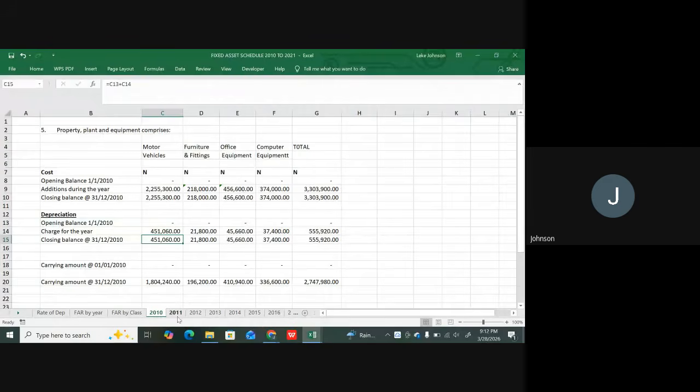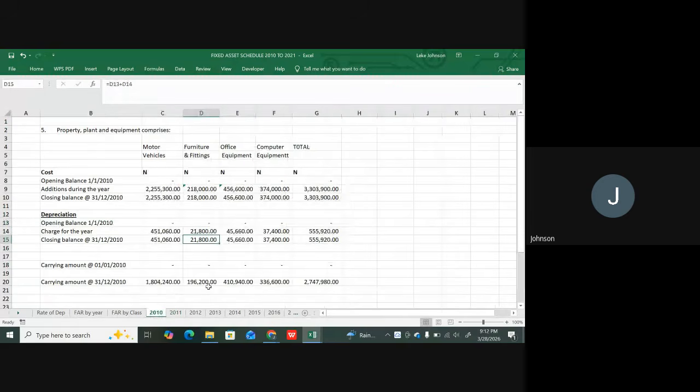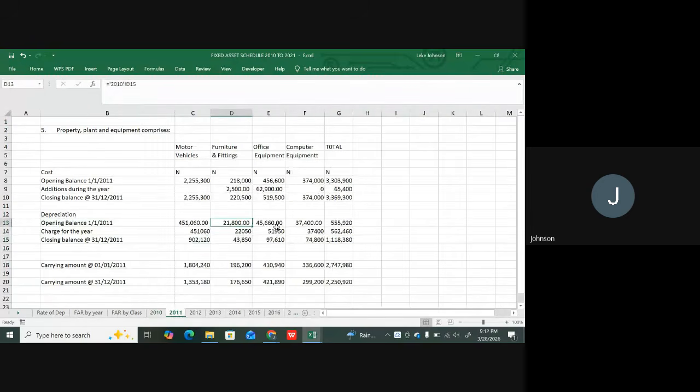Let's go back again. So the same thing happened here. That's what they picked, right? So the same thing happened, and that's how we are getting our opening balance.